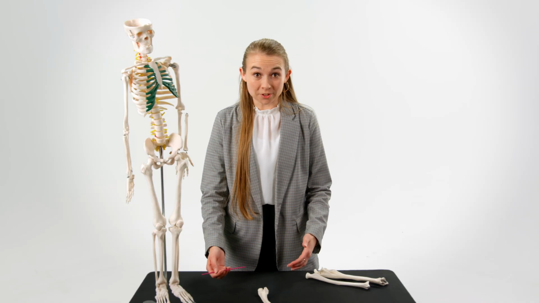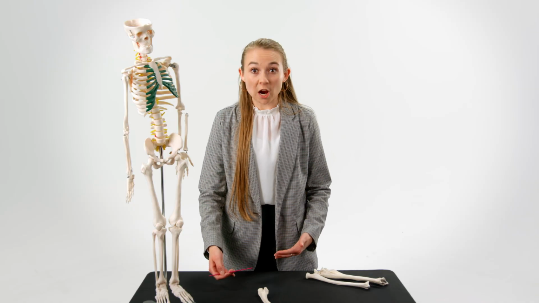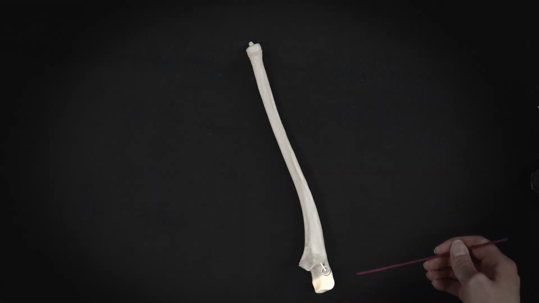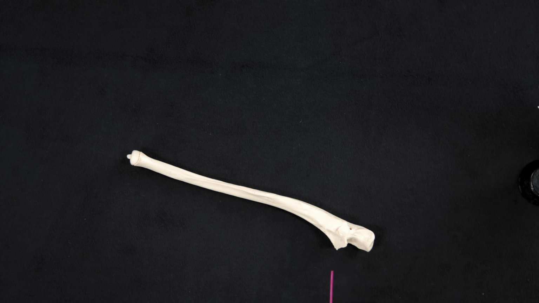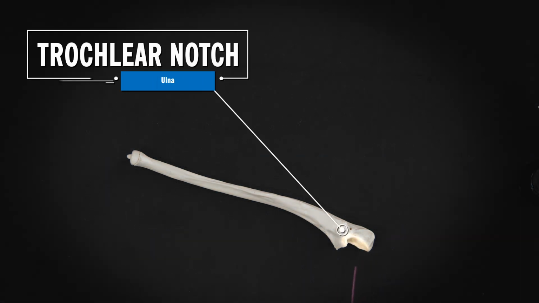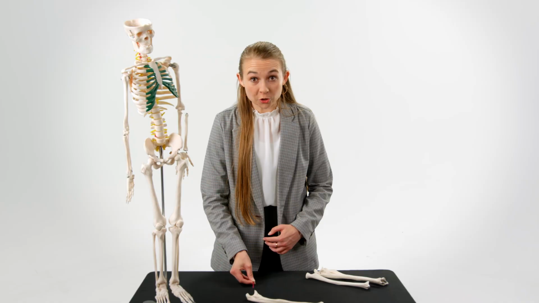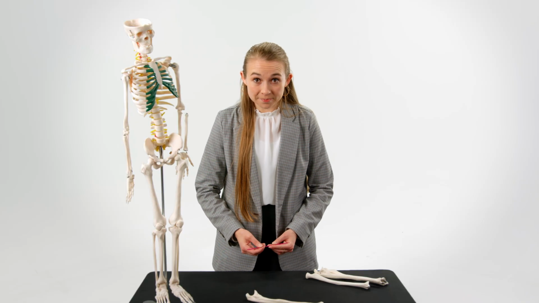We now have the ulna. We will also start proximally here as well. First, we have the olecranon process. This makes up the pointy part of our elbow. This large curved portion is the trochlear notch. This will articulate with the trochlea of the humerus.